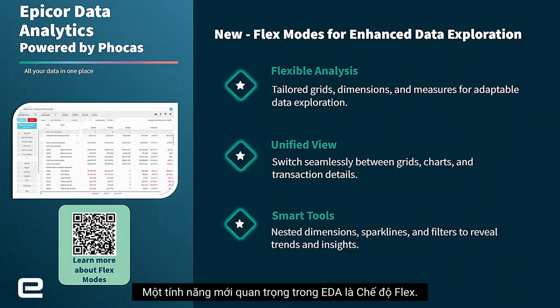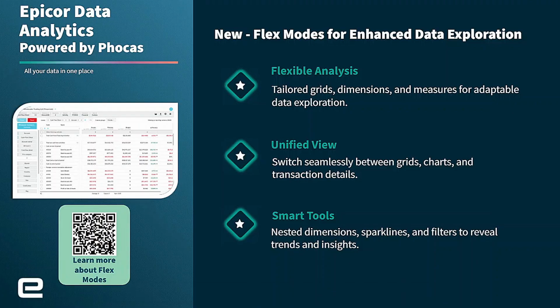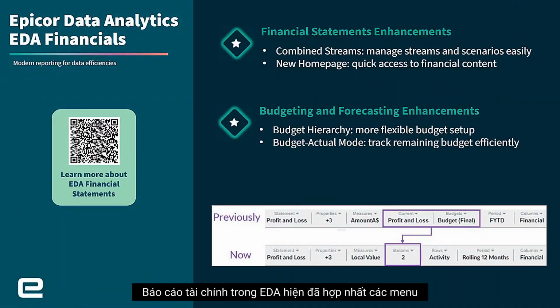A major new feature in EDA is Flex Modes. This supports multiple analysis modes so you can work with a grid that best suits your needs. It makes analysis more flexible and personalized. EDA financial statements combined the current and budget menus into a new unified streams menu. And EDA budget planning now offers flexible hierarchy levels, multiple dimension filters, and a new budget.